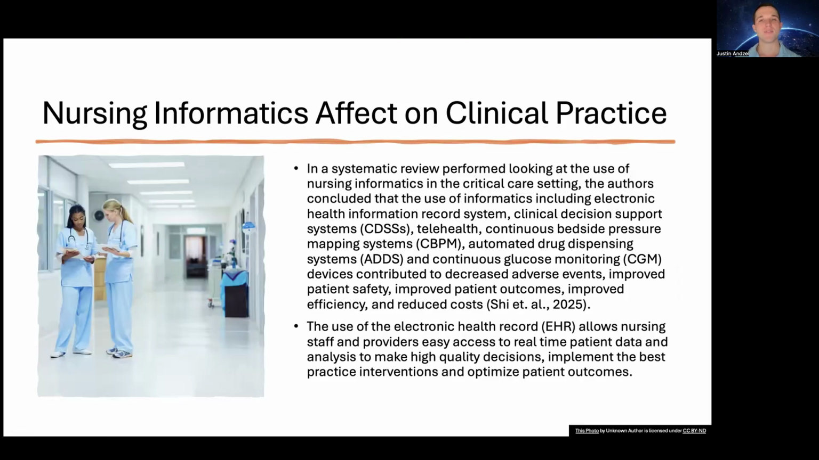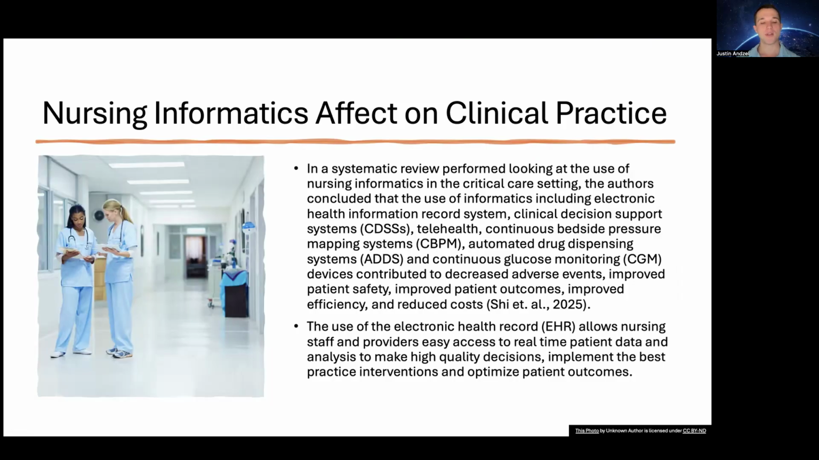Nursing informatics effect on clinical practice. Nursing informatics can also positively affect clinical practice. In a systematic review performed looking at the use of nursing informatics in the critical care setting.